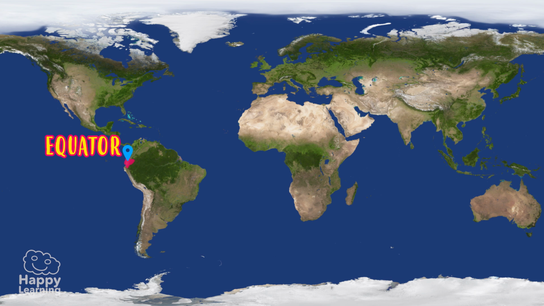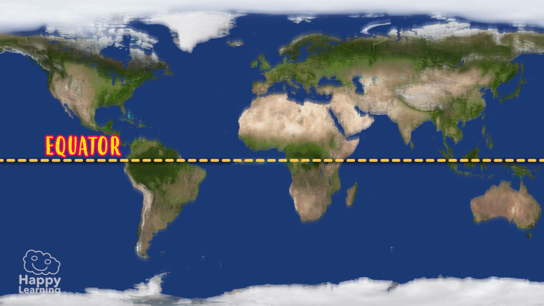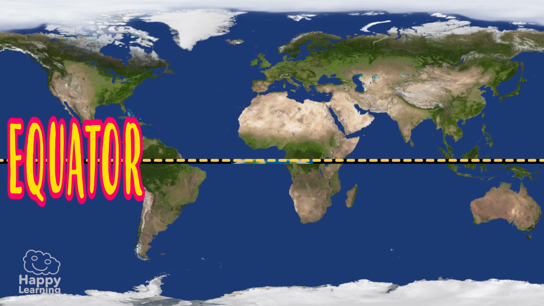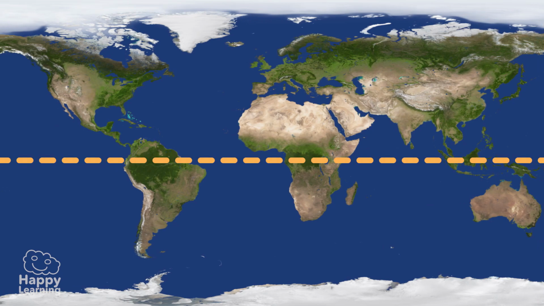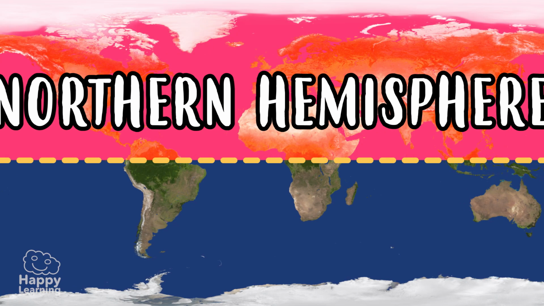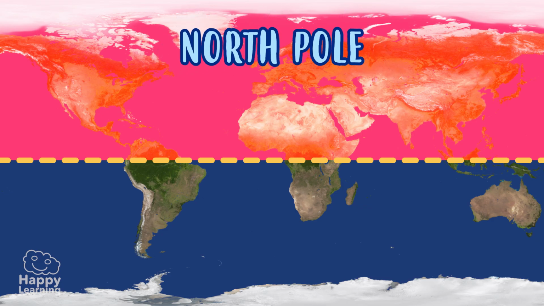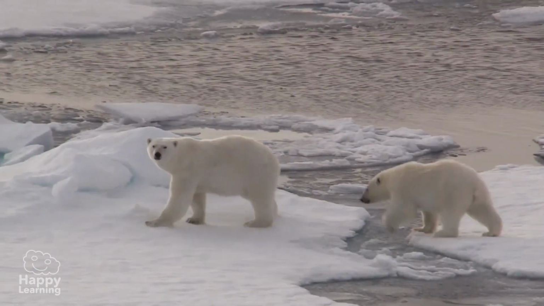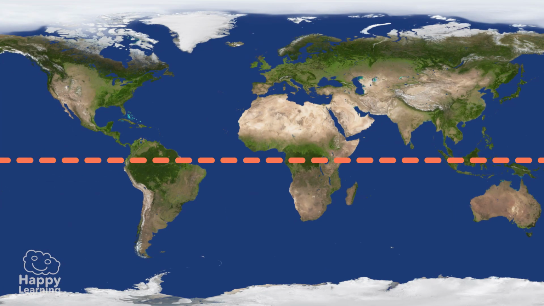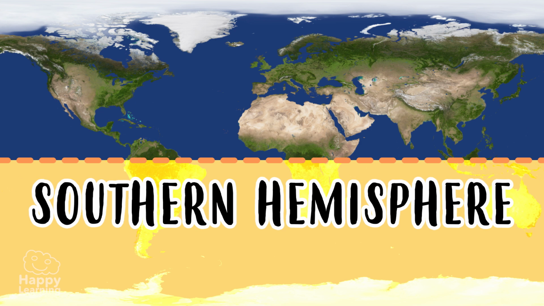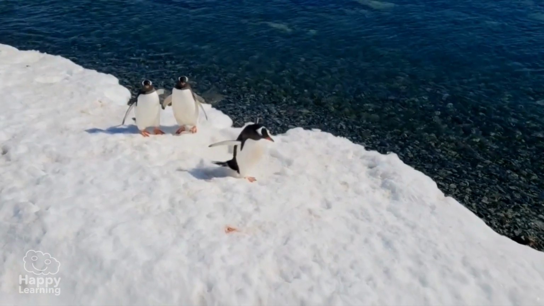The equator is an imaginary line that divides the Earth horizontally, right down the middle, as if we were splitting it in two. Everything from the equator upwards is in the northern hemisphere, and its furthest point is the North Pole, where these polar bears live. Everything down on the other side is the southern hemisphere, which goes all the way down to the South Pole, and that's where these penguins live.